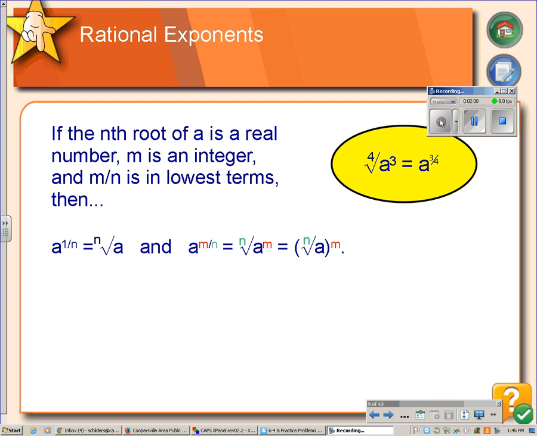Here we see that if an expression has an exponent and an index, then you can take the exponent and the index and write them as a fraction, where the exponent is the numerator and the index is the denominator.